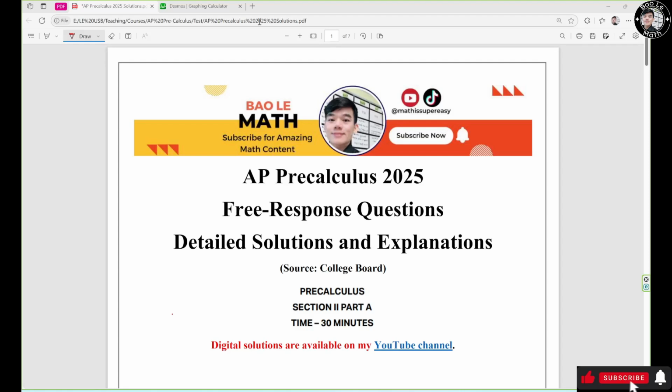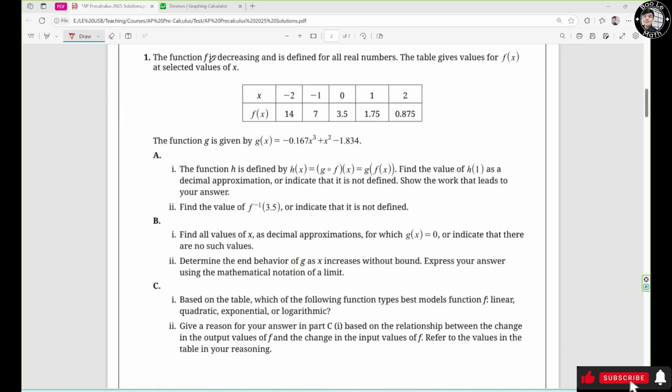Hello everyone, in this video we're going to solve 2025 AB Precalculus free response question 1. The function f is decreasing and is defined for all real numbers. The table gives the value of f of s at selected values of s. The function g is given by this one. The function h is defined by h of s equals g of f of s. Find the value of h of 1 as a decimal approximation.